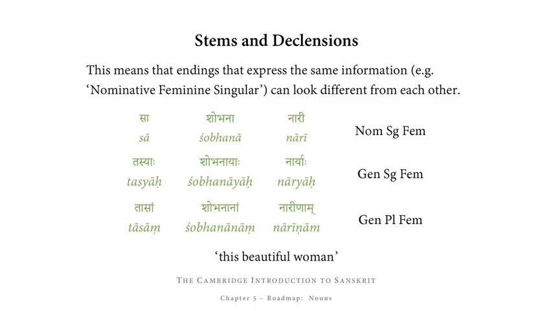To give you some more examples, tasyāḥ śobhanāyāḥ nāryāḥ would be the genitive of the expression above, so it would be of this beautiful woman. Syāḥ, āyāḥ, and āḥ are the different forms that the same ending, namely genitive, singular, feminine, can take. And we get yet another set of endings for the genitive plural feminine, where we have tāsām, śobhanānām, nārīṇām. So we have this sām, we have ānām, we have īṇām. Three different endings, similar but different, that all express the same idea, namely genitive plural feminine.